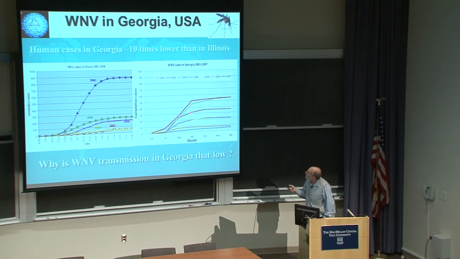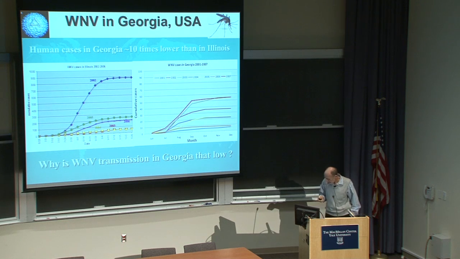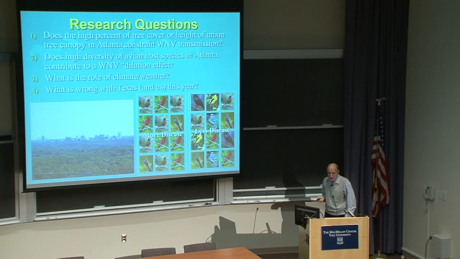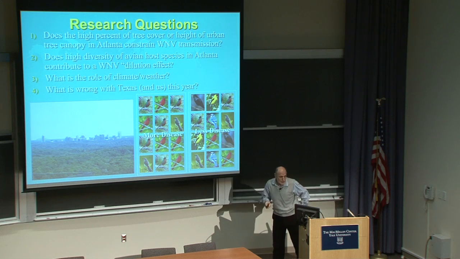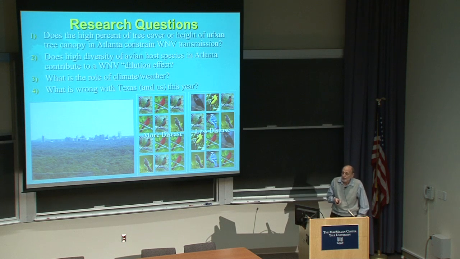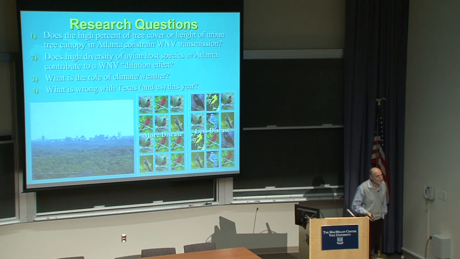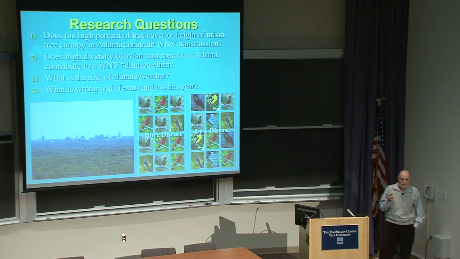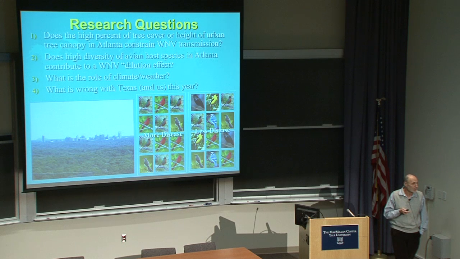So what happened in Georgia is that we never had more than 60 cases per year, compared to the 800 that we had in 2002 and the over 200 that we had in 2006, 2005, 2006, and 2012. So we don't know what the answer is. In fact, that's one of our main research emphases, trying to explain what is different in the Atlanta area. And we have some ideas. It's not the mosquito infection rate, and it's not the bird infection rate. So it's really the spillover to humans that does not take place.